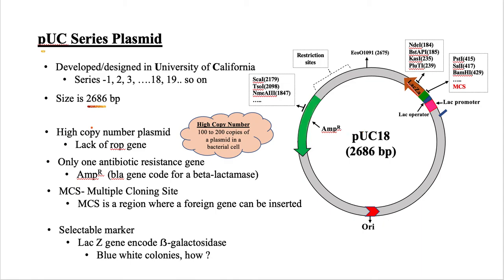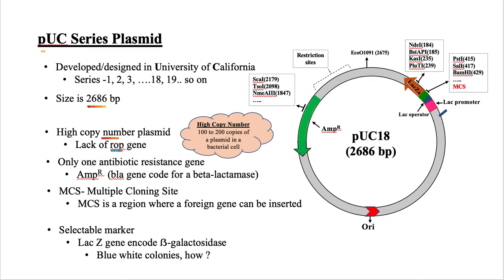So pUC18, the size of pUC18 plasmid is 2686 base pair. It is one of the high copy number plasmids. As I mentioned before, high copy number means that these plasmids will have many copies in the bacteria. For instance, more than 100 or more than 200 copies of a plasmid. If many copies of the plasmid are present in a bacterial cell, we call them high copy number.